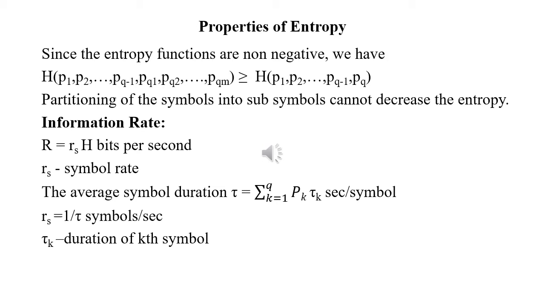Next topic is information rate. Information rate R is equal to Rs times H bits per second, where Rs is the symbol rate. The average symbol duration tau is given by summation pk tau k, where tau k is the duration of the kth symbol. Then Rs will be equal to 1 by tau symbols per second.